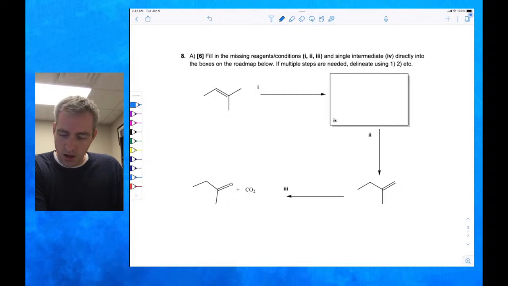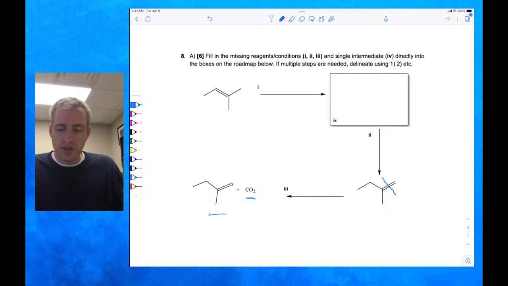So all of the pieces of information that are missing here are given those numbers, looking at 1, 2, 3, 4. And we need conditions for all 3 steps. We need the product after the first step, and we're given the product in the second step and the product in the third step. So the last one maybe is the easiest place to start. You can see what we've done is taken that bond, broken it, we've done cleavage of that alkene, and as our 2 products we get CO2 on one side and we get a ketone on the other side.